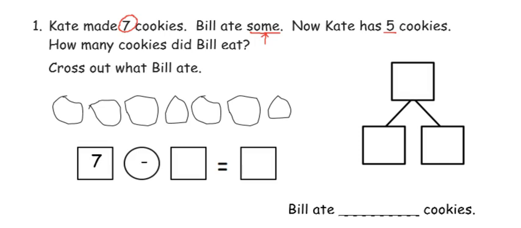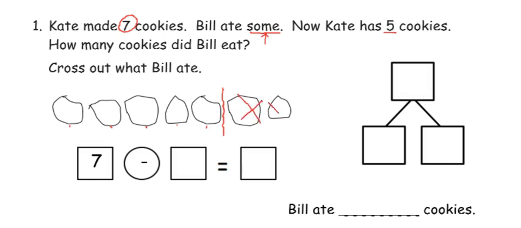So here's how we can use the picture to help. We start with the full 7 cookies. We know that Kate has 5 cookies left at the end, so that means 5 cookies were uneaten. I'm going to count out 5 of those cookies to show the cookies that were not eaten. So I count 1, 2, 3, 4, 5. So I'm going to leave those first 5 cookies whole, and I'm going to cross off the rest of the cookies. I could also draw a dividing line here.